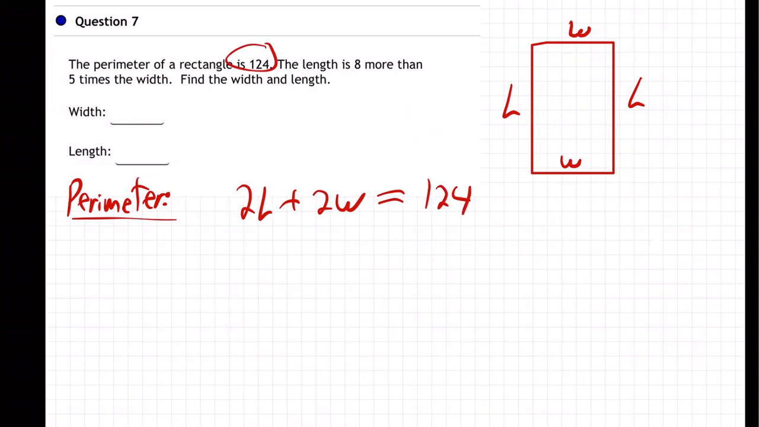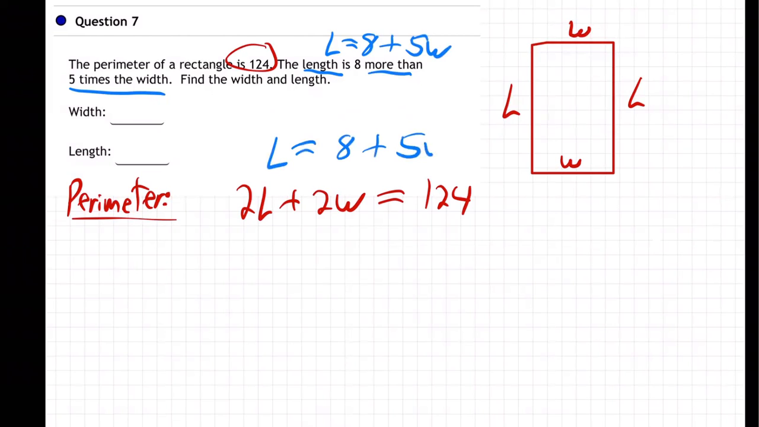And then the second equation says the length is, so L equals, 8 more than, 8 added to, 5 times the width. I'll write that here. L equals 8 added to 5 times the width. See how I took that second sentence very directly. L equals 8 more than 5 times the width, 5W.